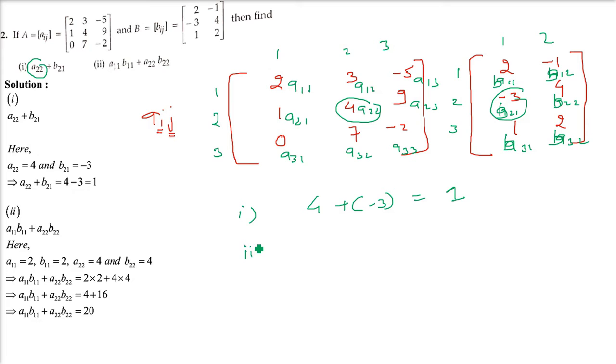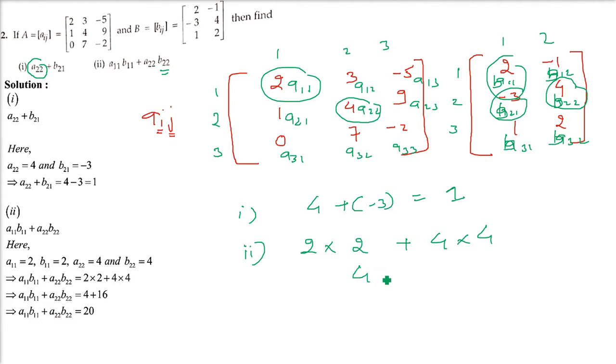Now coming to the second one, A11 B11. A11 is 2. What is B11? It's again 2. So 2 multiplied by 2, plus A22, which we took as 4, and B22. B22 is also 4. What do you get? 2 twos are 4 and 4 fours are 16. 16 plus 4 is 20. This will be the final result.